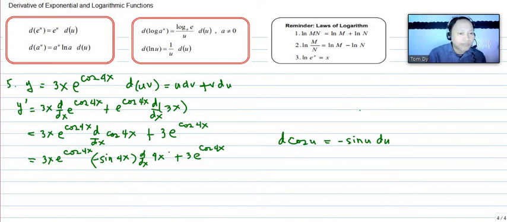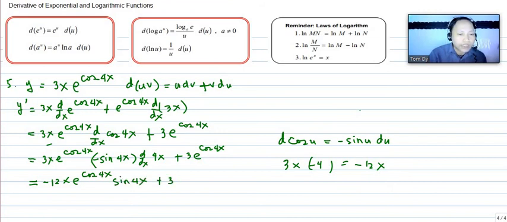And then the derivative of 4x equals 4, times negative equals negative 4, times 3x, that is negative 12x. So negative 12x e raised to cosine of 4x, and then we copy this one, that is sine of 4x, plus 3e to the cosine 4x. This will be our final answer.